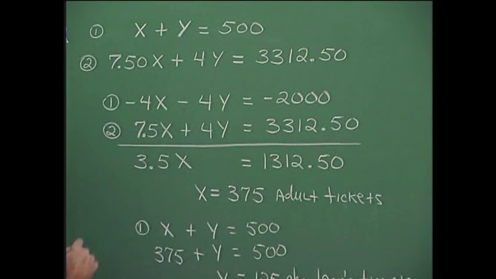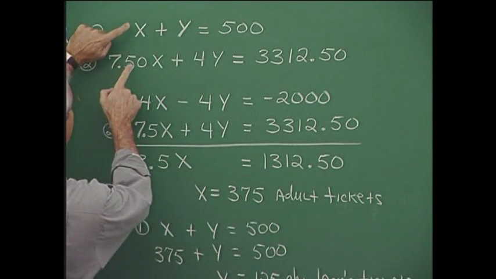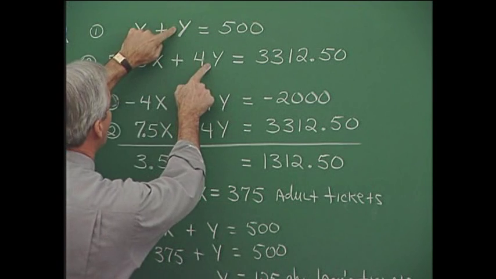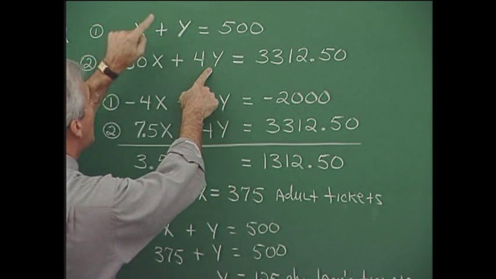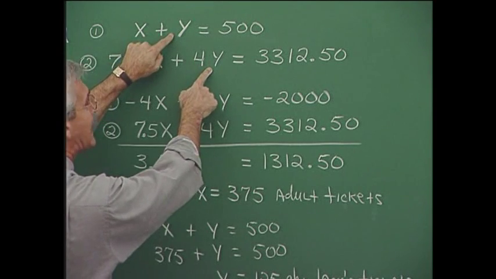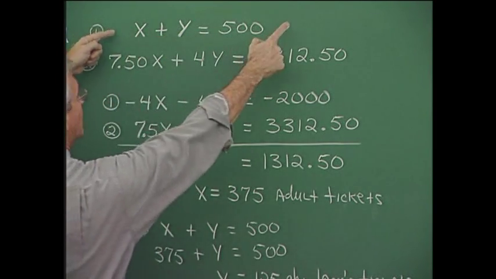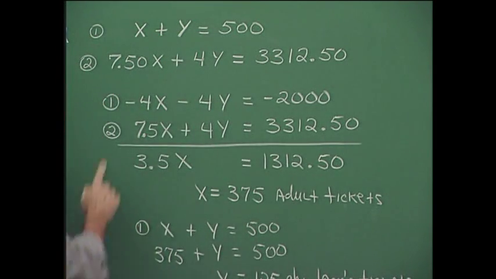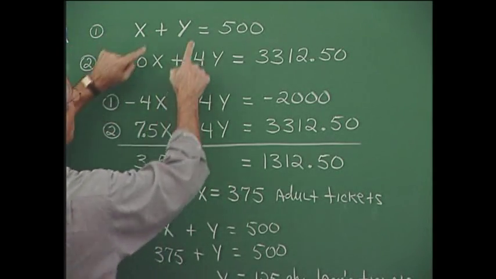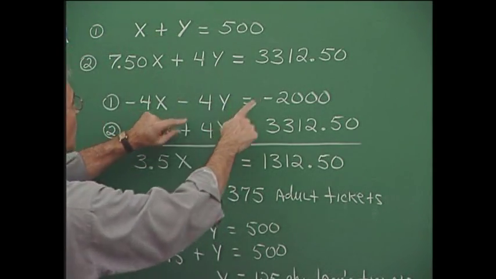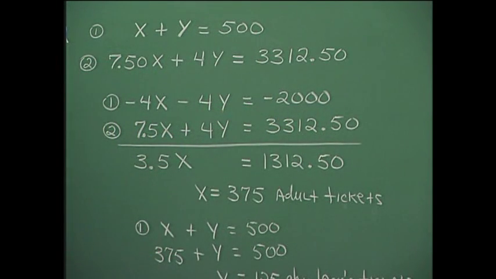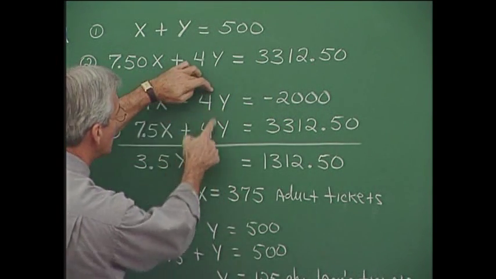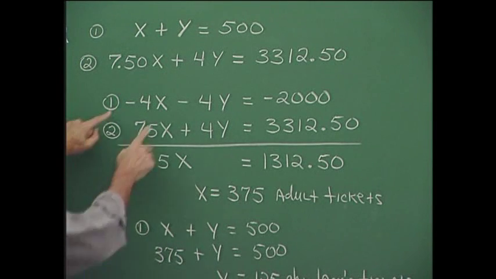Now, I'm going to use the method of elimination here, so I'm looking at the coefficients of x, I'm looking at the coefficients of y. I think I will attack the coefficients of y. I'll make this coefficient a -4 by multiplying through this equation by -4. -4 times x, -4x, -4 times y, -4y, -4 times 500, -2000. All right, then I can add the two equations. The y terms go out as expected.